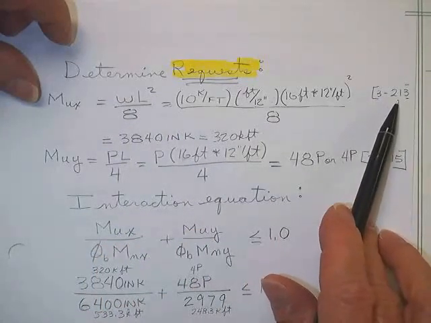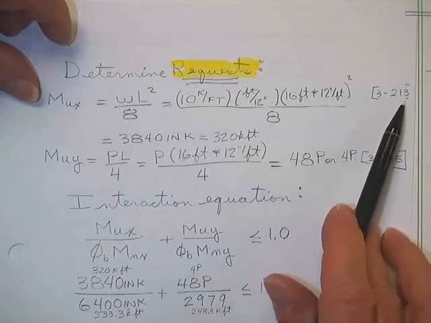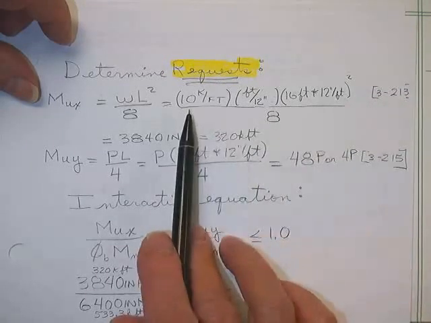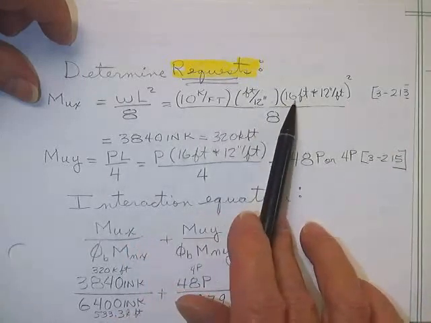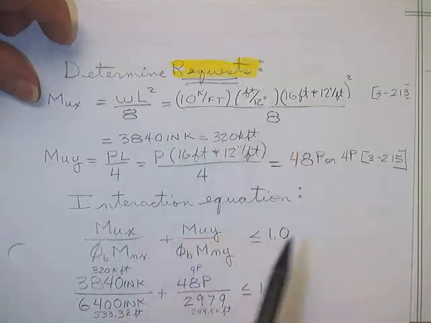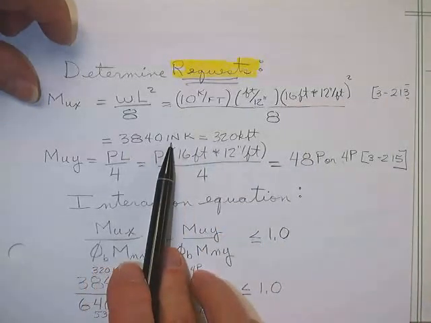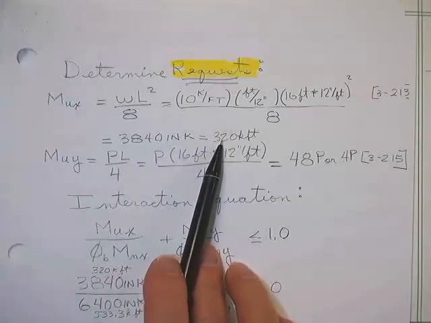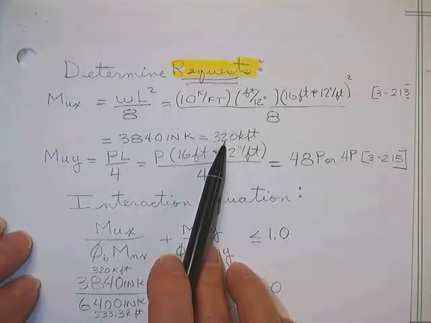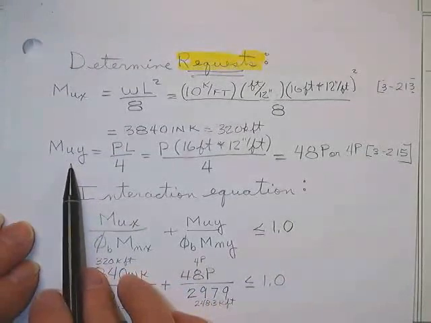W L squared over 8, it's on page 3-213. It gives you the max moments in beams loaded in all kinds of ways. The load was W, 10. The length was 16 feet squared divided by 8, 3840, or 320 kip feet. You have to make sure these units are matching up with whatever you're working on.